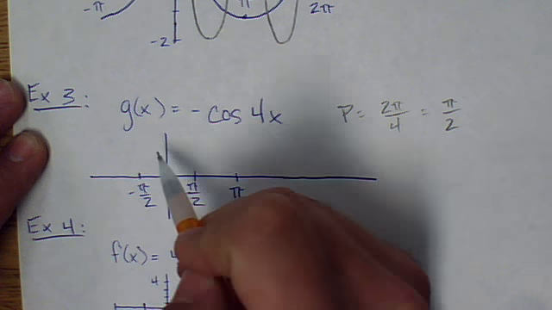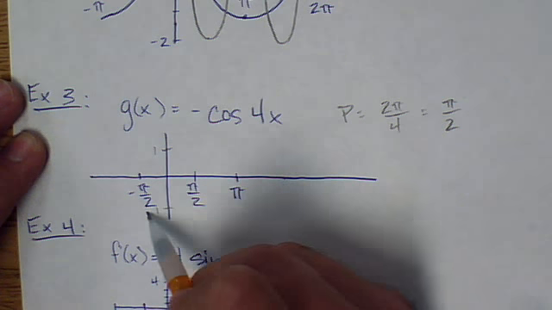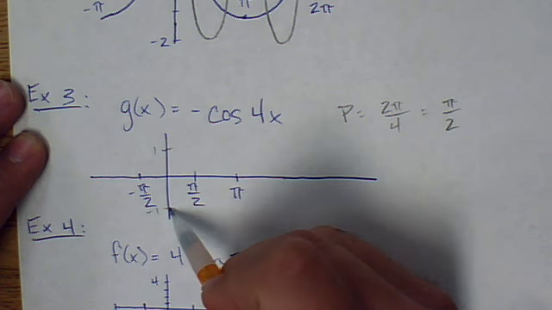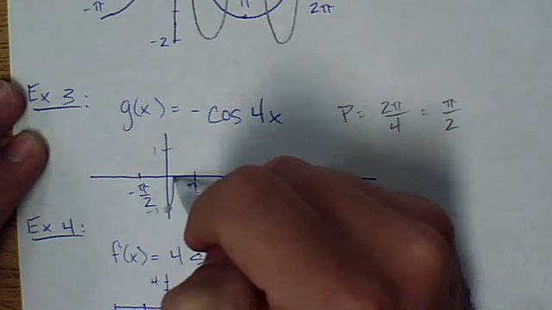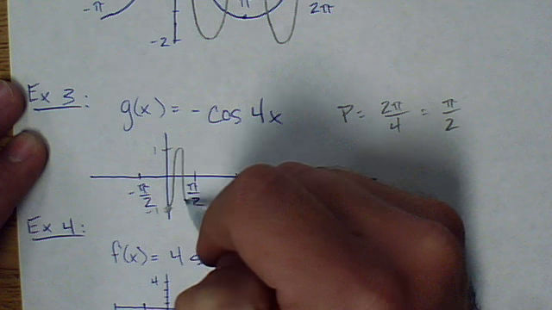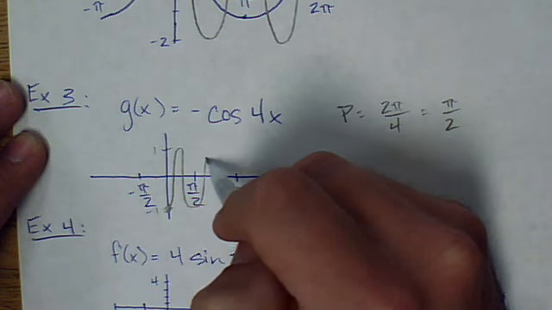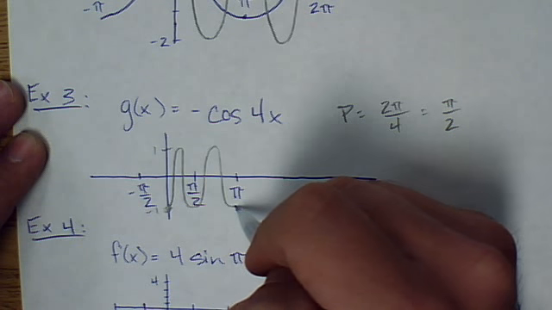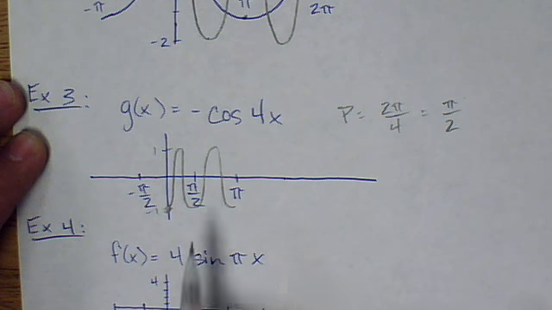And it's reflected. So if this is 1, this is negative 1. Instead of starting at positive 1, now I'm down here. Okay? And I'm going to complete my cycle within pi over 2. I can show another cycle right there. Okay, so it's been reflected and a horizontal shrink.